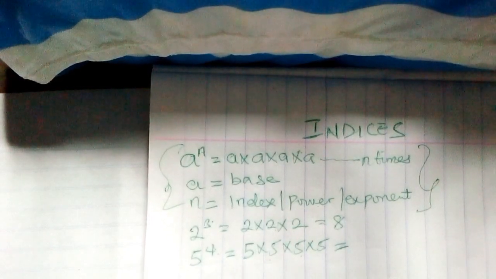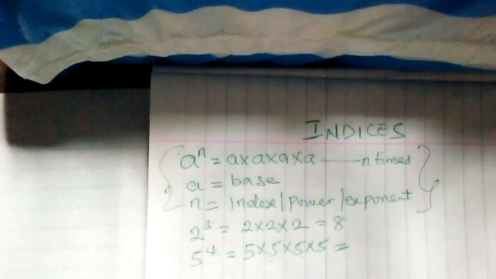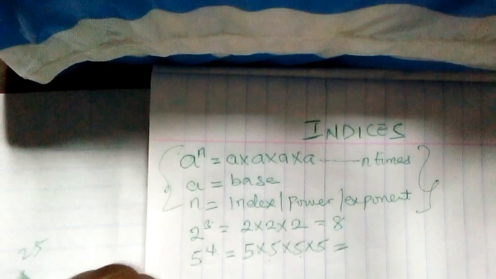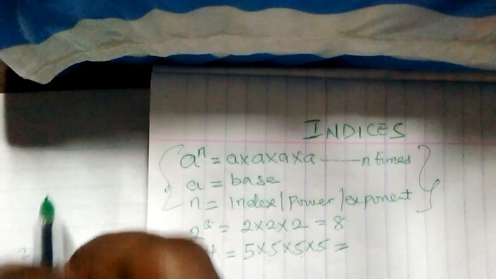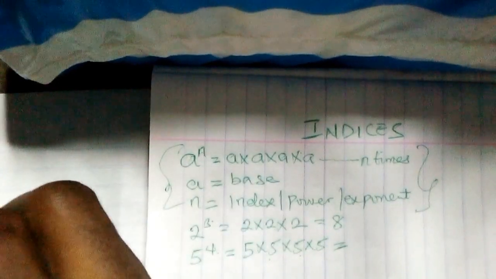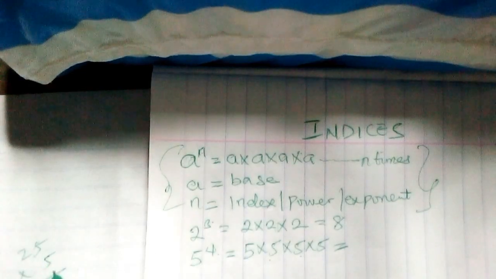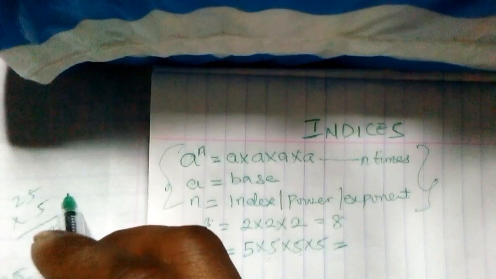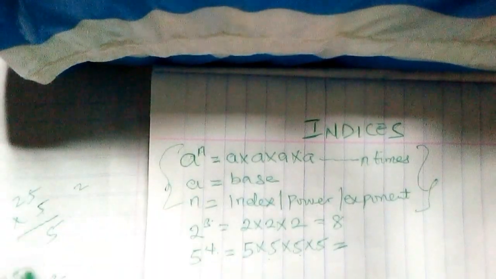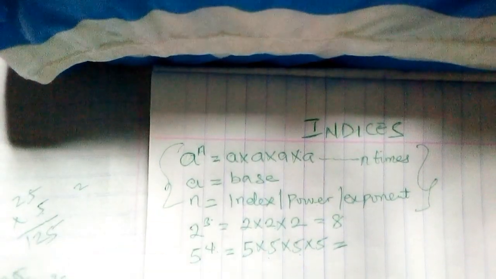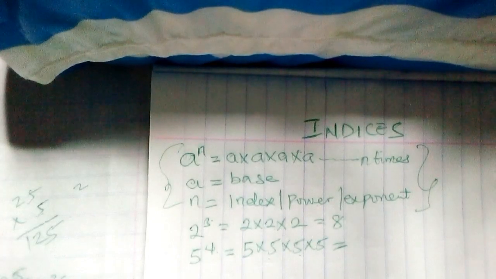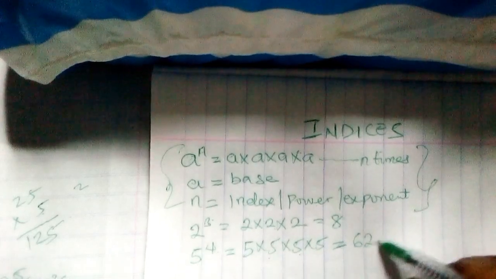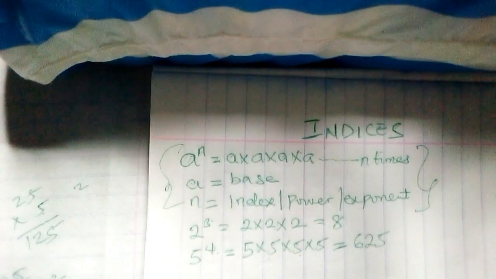If you don't know it by heart, let me help you. 25 times 5: 5 times 5 is 25, write the 5 and carry 2. 5 times 2 is 10, plus 2 is 12. So that one is 125. Then 125 times 5 gives 625. You understand what I'm saying?